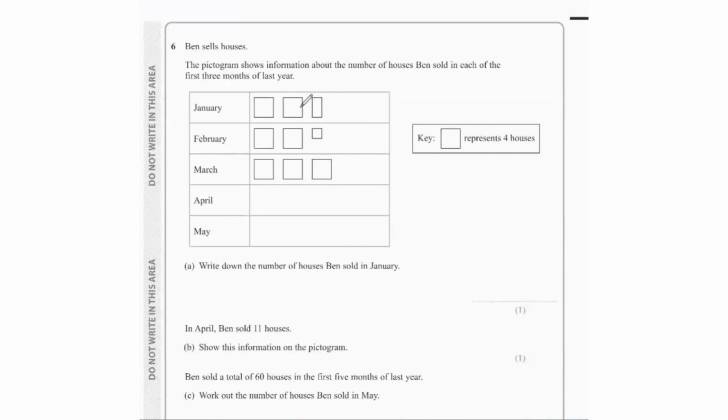So as we can see, we have 2 complete boxes. So 4, 4, and then a half, that's 2. So 4 plus 4 is 8, and 8 plus 2 is 10. So he sold 10 houses. Then it says, in April, Ben sold 11 houses. Show this information on the pictogram.